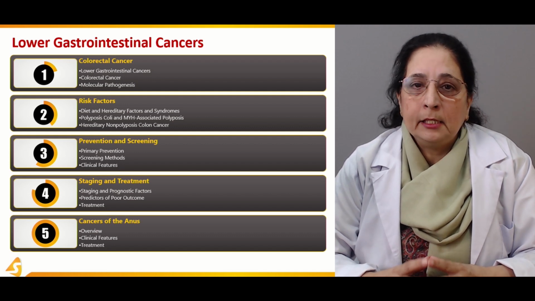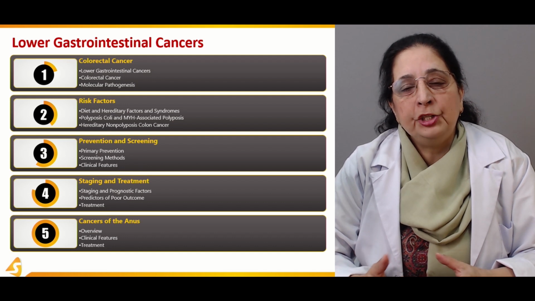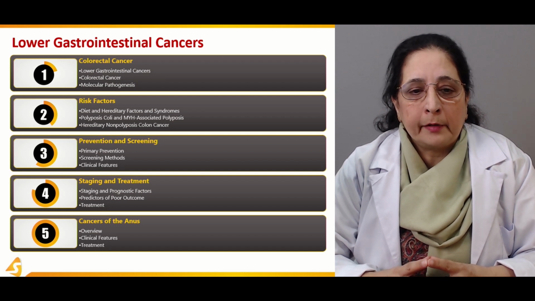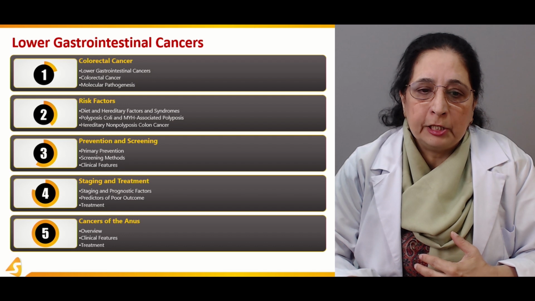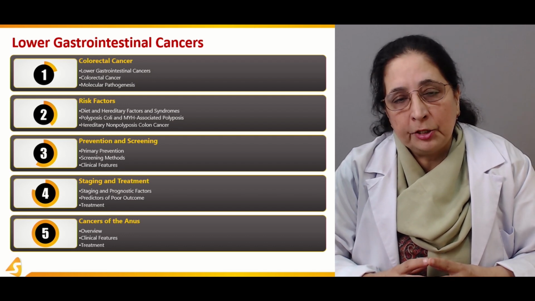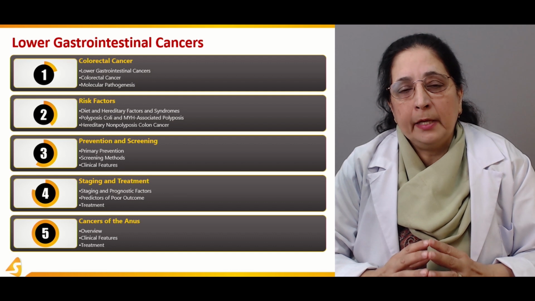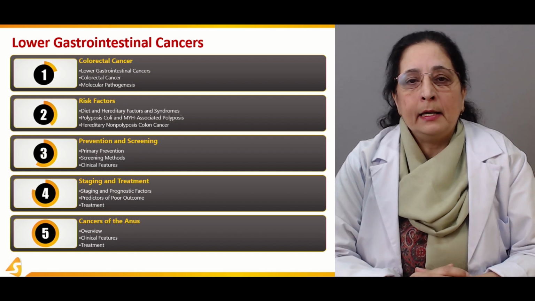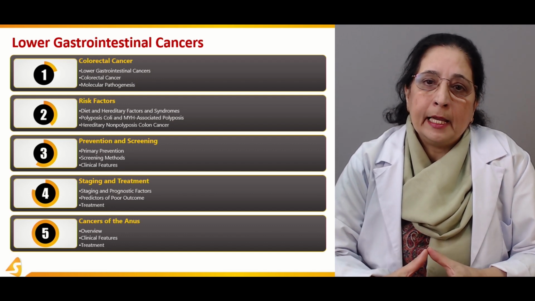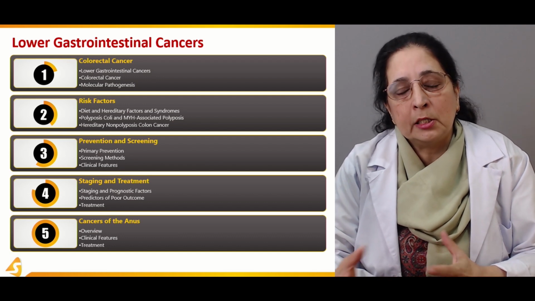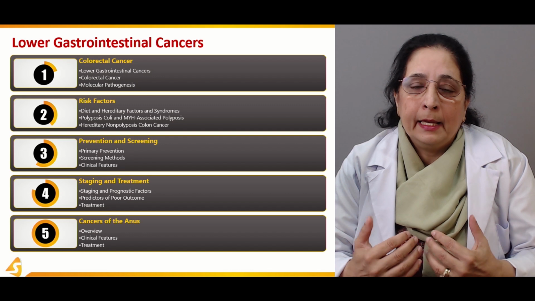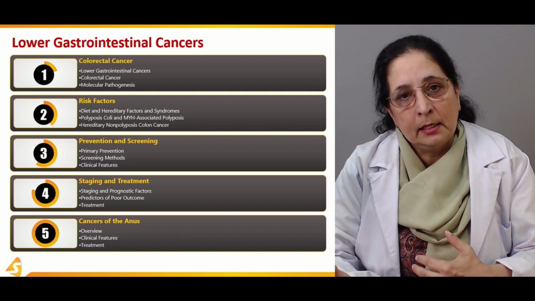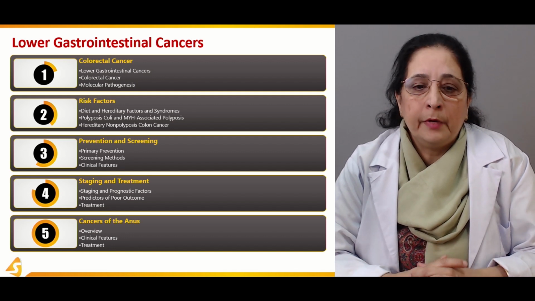Then in the third section, we will talk about the prevention and screening of the cancer. How we can prevent colorectal cancer, what the primary prevention is, and what some screening methods used are. Some of them are really very helpful in the early diagnosis of colon cancer. And as we already know, early diagnosis has a better prognosis. So colorectal cancer has the ability to be diagnosed early at the early stages, and treatment is good, and the prognosis is also very good.